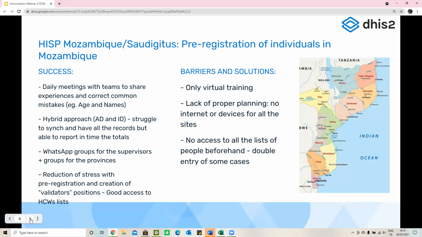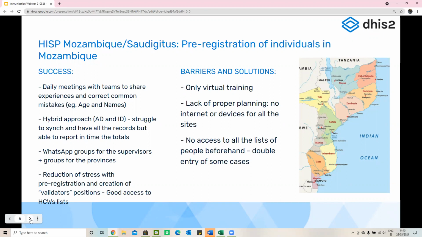Difficult, so an approach that we're using in one province could be shared with other provinces. We also did training. The training was mainly virtual, which also brought some barriers because of COVID, and that was the reason why, for example, we decided to use the hybrid approach.